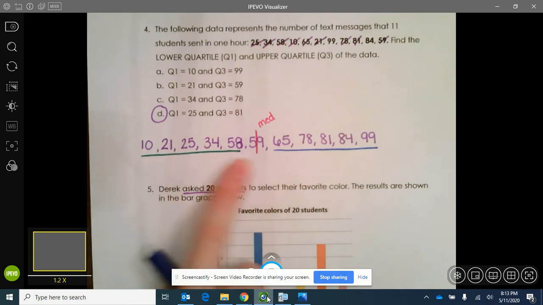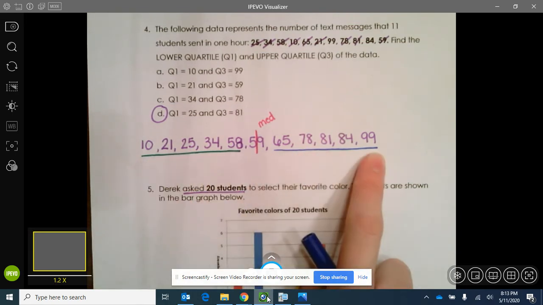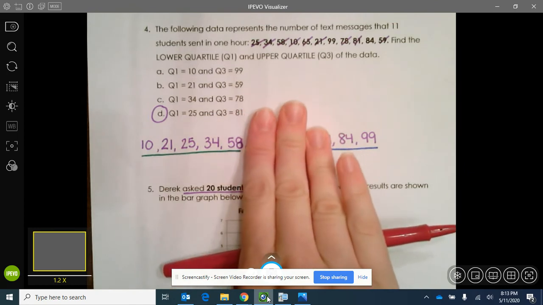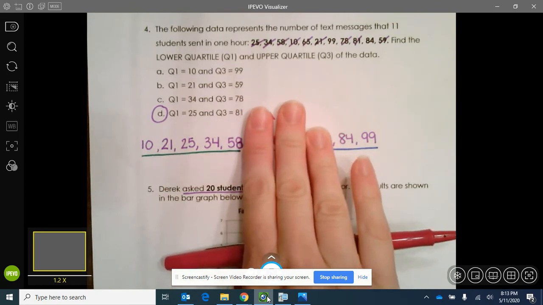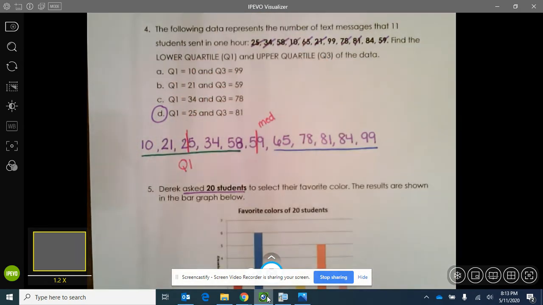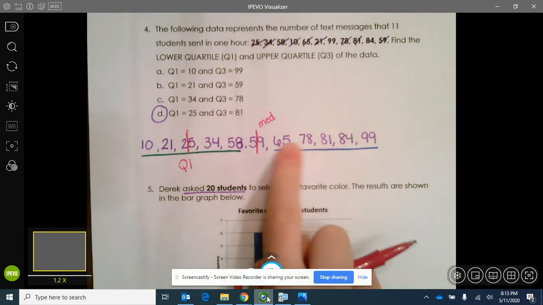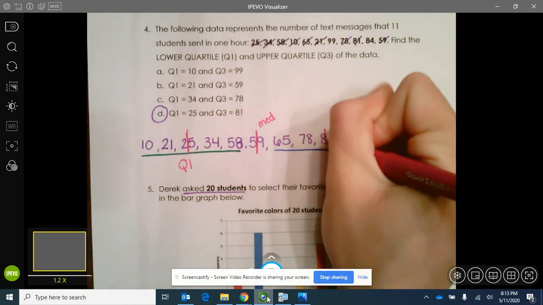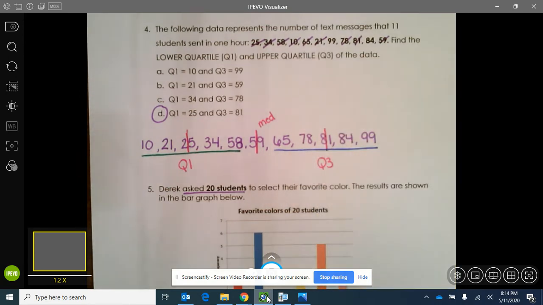So my lower half of data is going to be these 5 numbers. My upper half is going to be these 5. So now to find my Q1, I want to find the median of the lower half. So I'm just looking at these 5 numbers that I have underlined in green. So my median here of these 5 numbers would be 25. So that's my first quartile. The median of the 5 values that are in the upper half of the data is going to be right here. So that's my third quartile, my Q3. So my first quartile is 25. My third quartile is 81. So the answer is letter D.